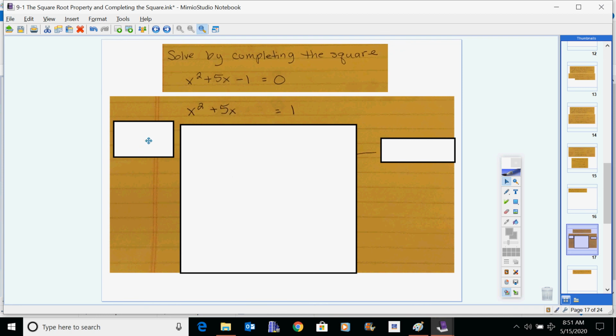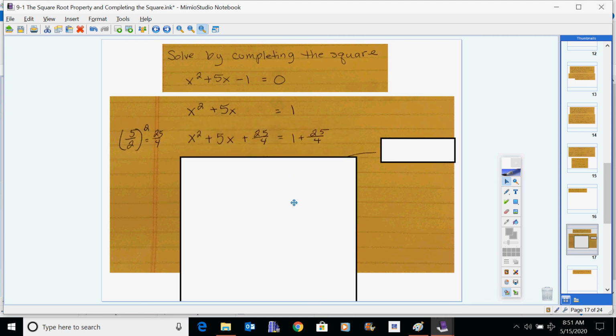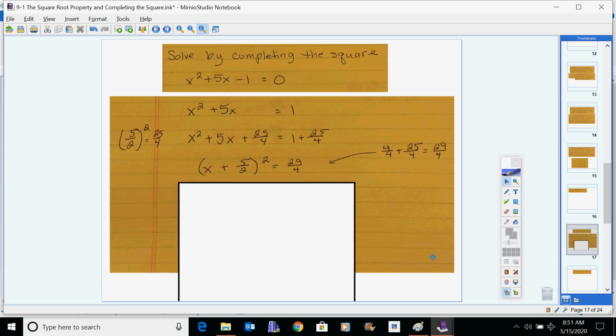This over 2 squared. 5 over 2 squared gives you 25 over 4. That gives you the number you're going to add to both sides. 1 plus 25 over 4 is 4 over 4 plus 25 over 4, which gives you 29 over 4.